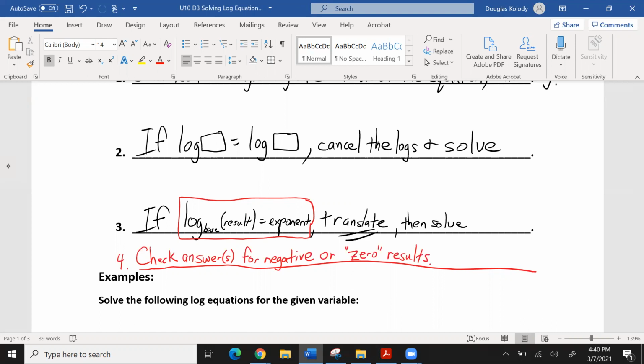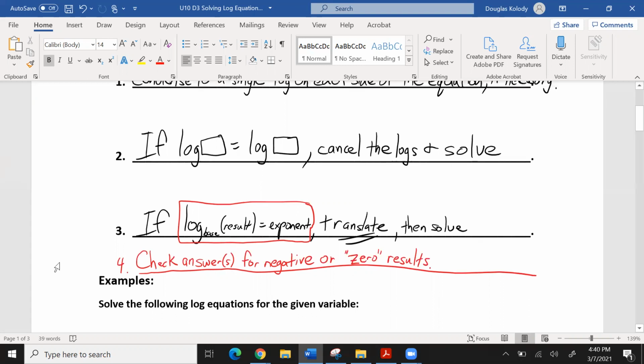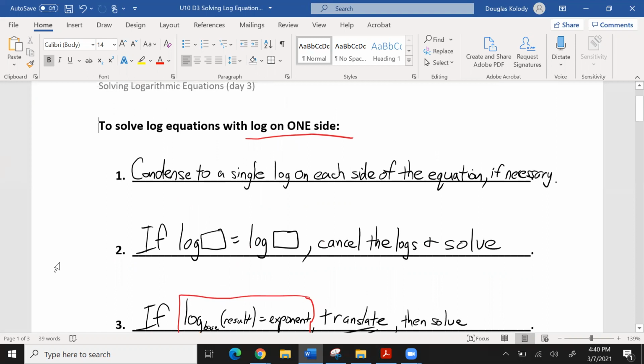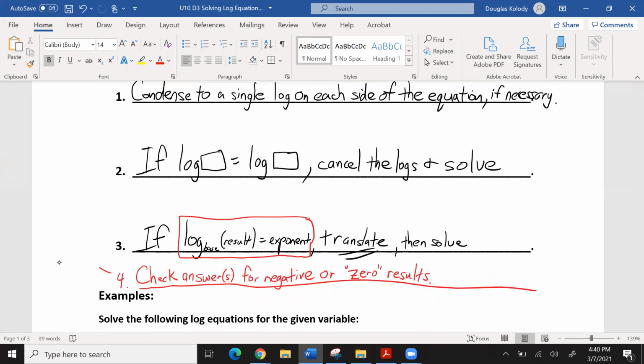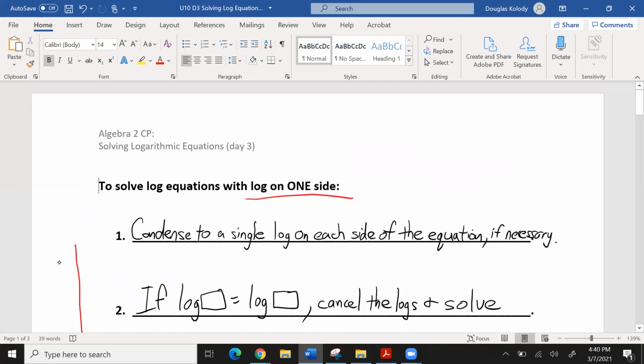Now, step 4, notice how I hand wrote that in there. This may be the most important step, however. Check for negative or zero answers or solutions. So what does this mean? Well, let me zoom out. Now, you know what I'm going to do? I'm going to draw an arrow right here, and I'm going to keep going and scroll all the way up to the top.